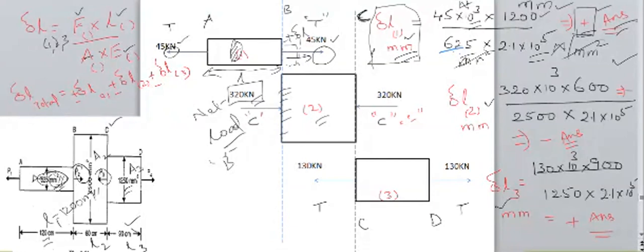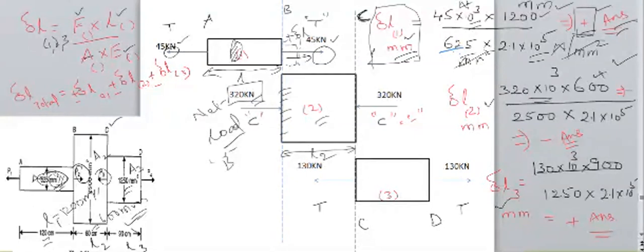And what is the length of the second portion? That is L2. If you see here, the L2 is 60 centimeter. But I need to convert it into mm because all your units are in mm. Therefore, it will be 600 mm. I am substituting 600 mm, and the load as 320 kilonewtons, therefore into 10 to the power of 3.